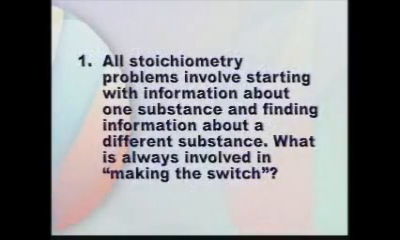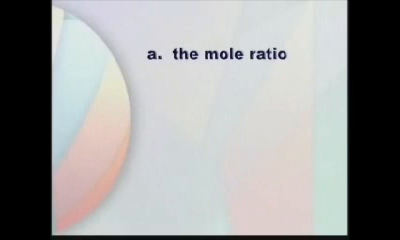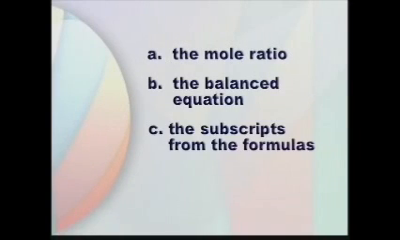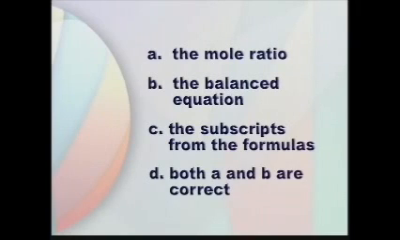And now for some questions from today's lesson. Number 1. All stoichiometry problems involve starting with information about one substance and finding information about a different substance. What is always involved in making the switch? A. The mole ratio. B. The balanced equation. C. The subscripts from the formulas. D. Both A and B are correct.